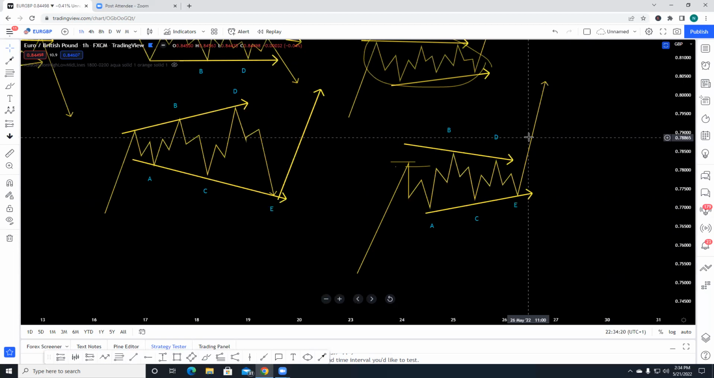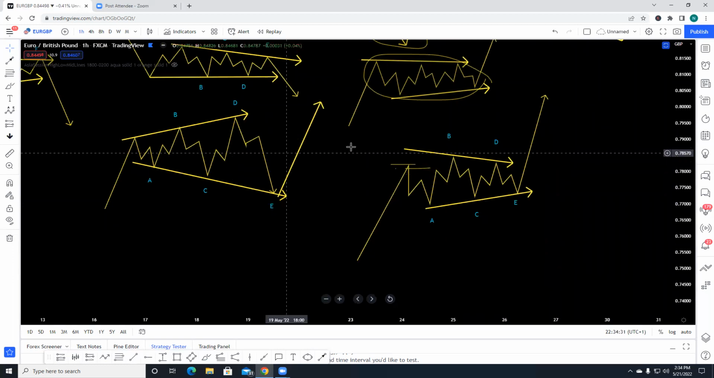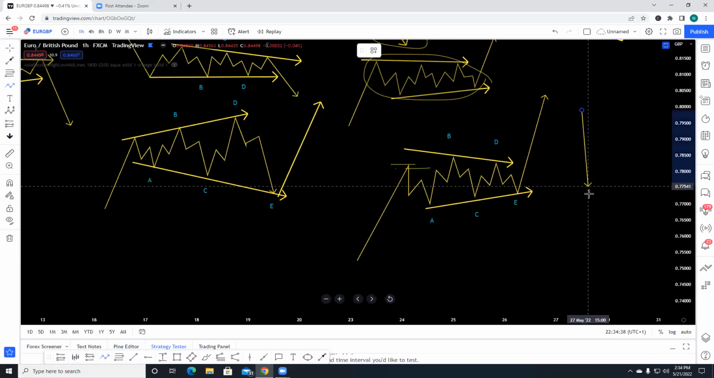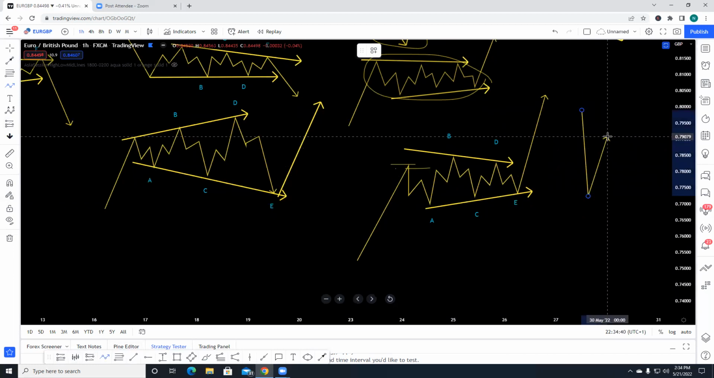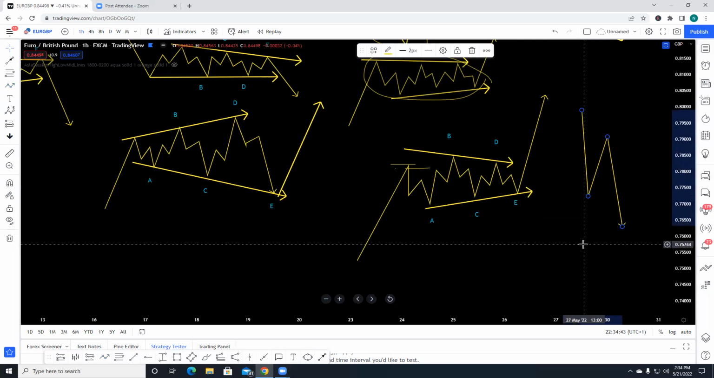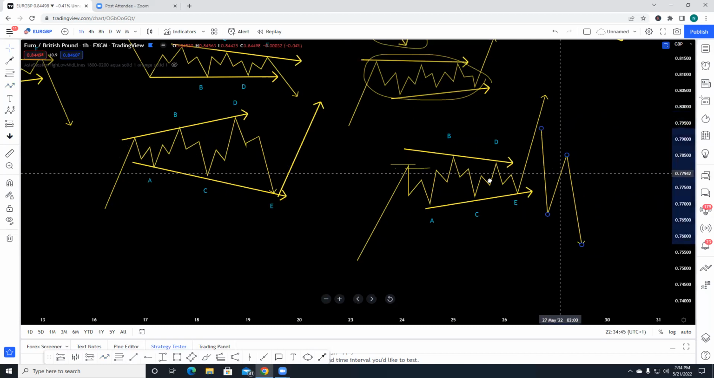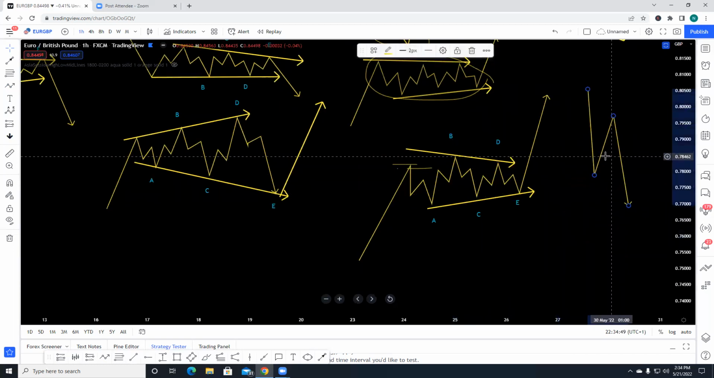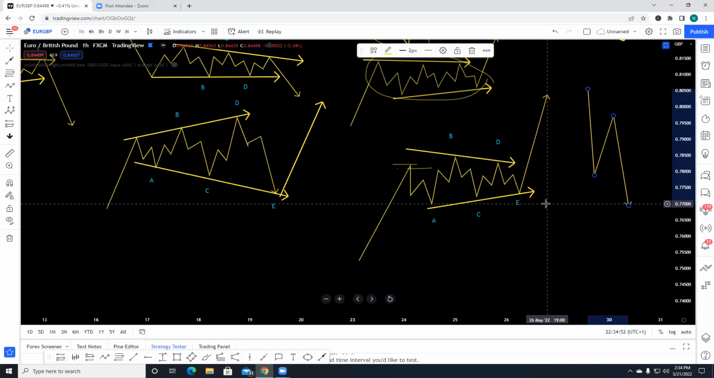So you have to note the following, guys, about triangles. Most triangles have an internal structure as a zigzag. A zigzag is just like this. We have discussed the zigzag in our last video. You have an impulse, you have a correction, you have an impulse. This is a zigzag. All these internal structures are zigzags in three waves that you are going to see there.